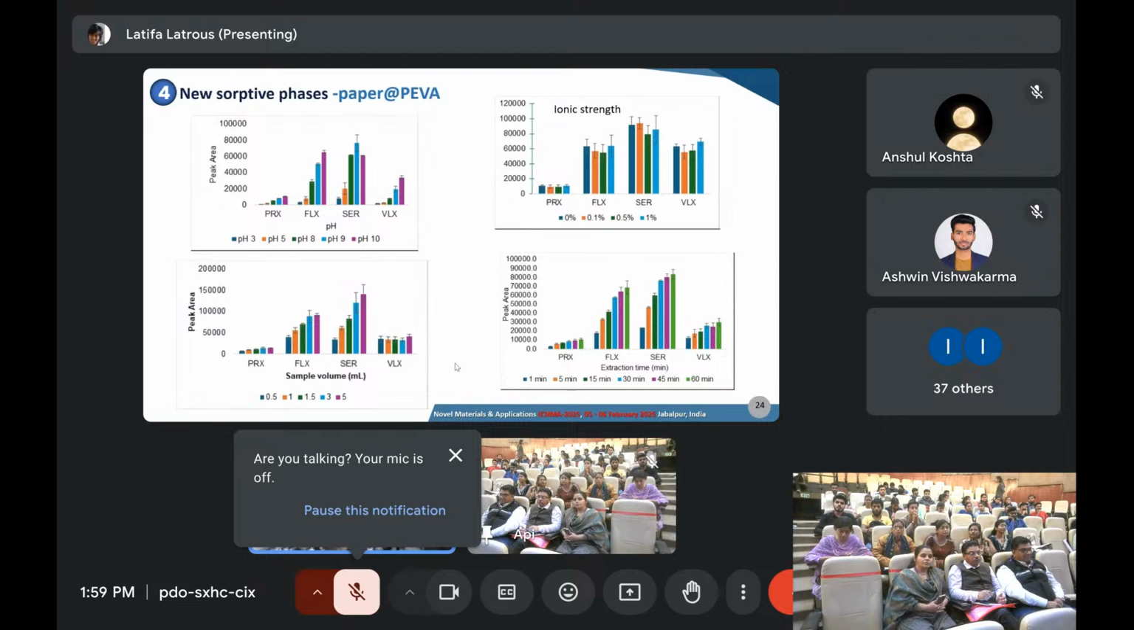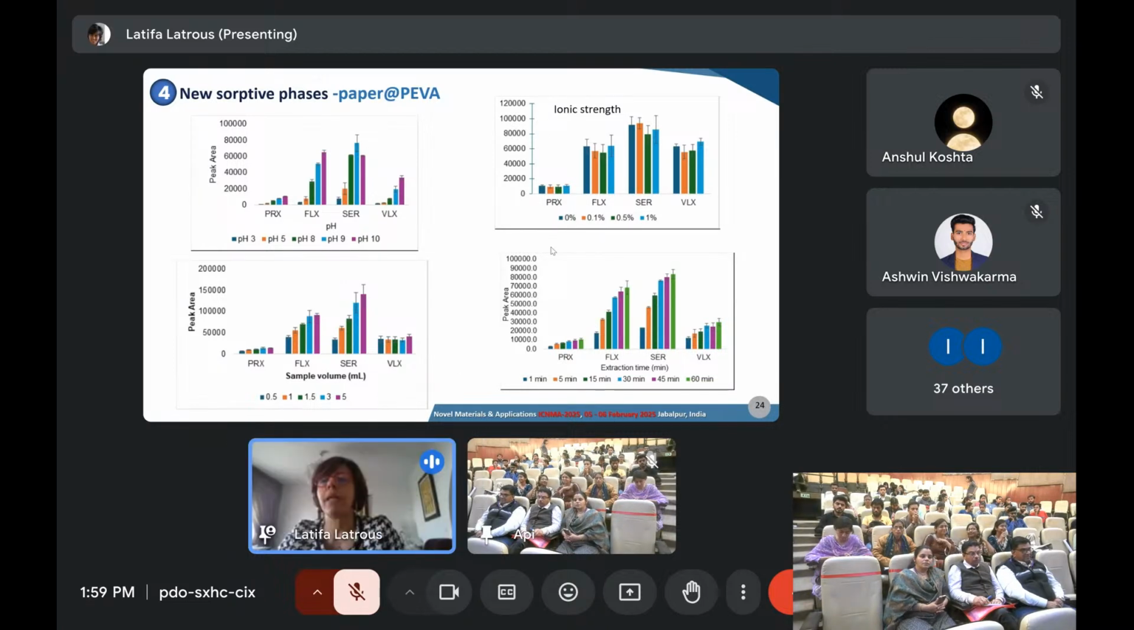After selecting the optimum paper, polyvinyl acetate, the main variables affecting the extraction, namely pH, ionic strength, sample volume, and extraction time, were studied. As expected, considering the polarity of the analytes, the extraction increases with the pH for all the analytes. The results presented indicated a non-significant effect for ionic strength. Therefore, no salt addition was selected for further study.